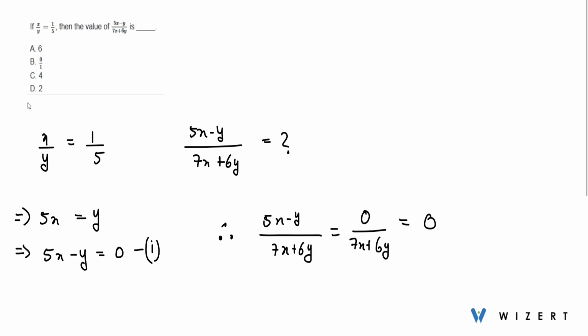So upon checking the options, we see that option B will be our required final answer, because in option B we have been given 0 upon 1, so 0 upon 1 is nothing but 0.